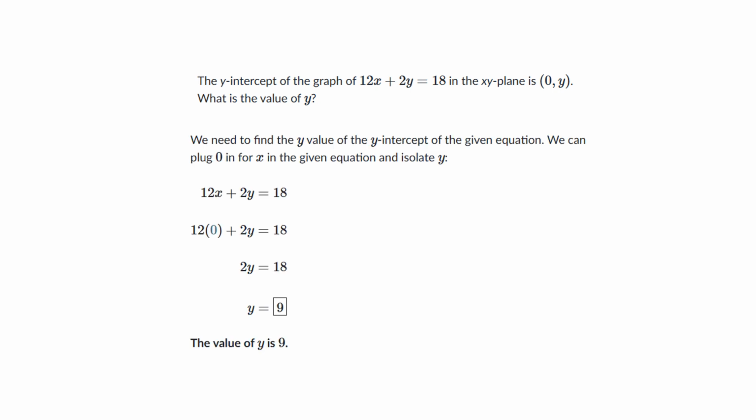Here's the answer. We need to find the y value of the y-intercept of the given equation. So we can plug 0 in for x in the given equation and isolate y. And how do you do this? So 12x plus 2y is equal to 18. So 12 times 0 plus 2y is equal to 18. And finally, y is equal to 9.